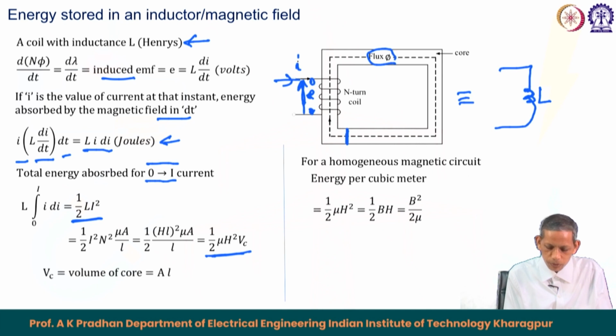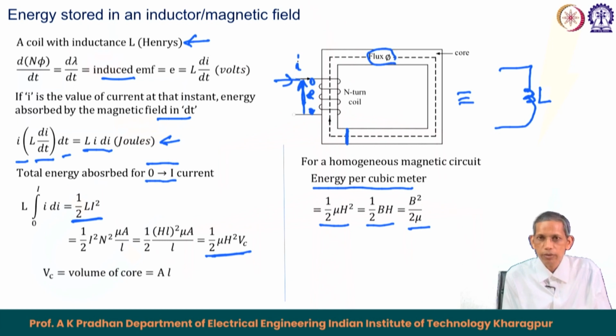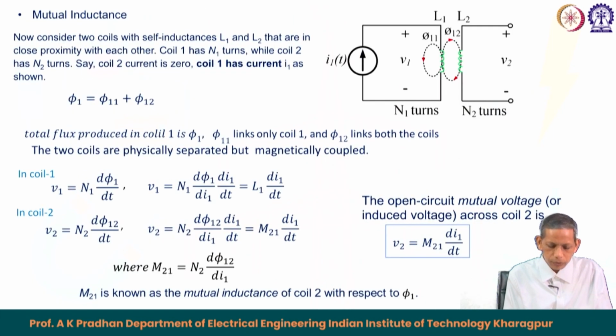Therefore, the energy stored per unit volume becomes half mu H square, and since mu H equals B, that becomes half B H, or in terms of B, B square upon 2 mu. So, we say that the energy per cubic meter in this magnetic core arrangement will be B square upon 2 mu, or half B H, or half mu H square. So, that is about the self inductance and the energy associated.